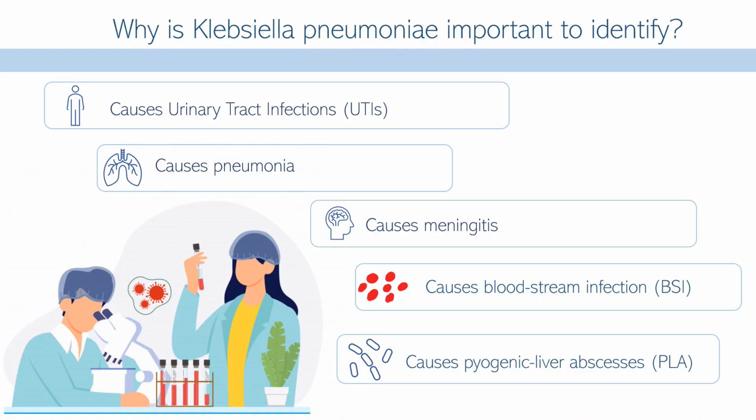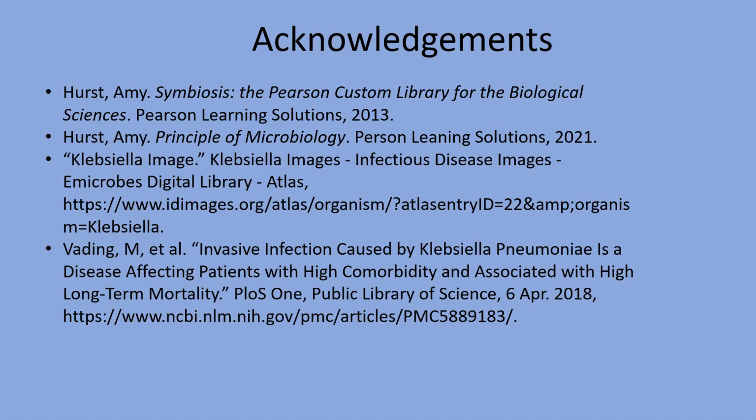Why is this specimen important to identify? Because it causes UTIs, pneumonia, meningitis, bloodstream infection, and it also causes pyogenic liver abscesses. These are my results, and that concludes my presentation.